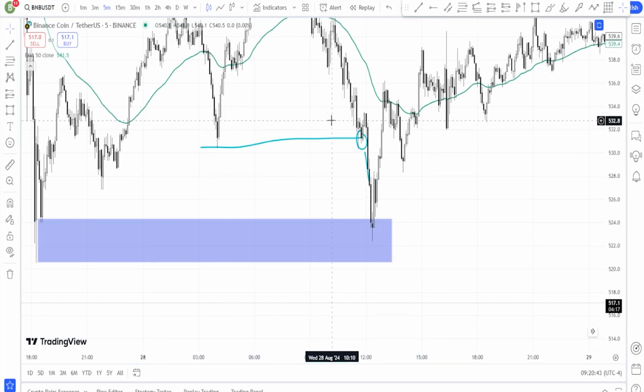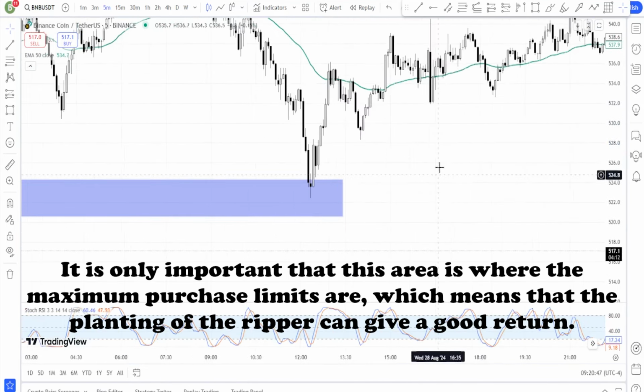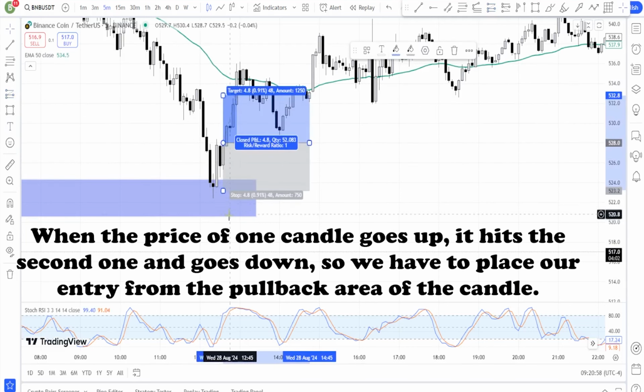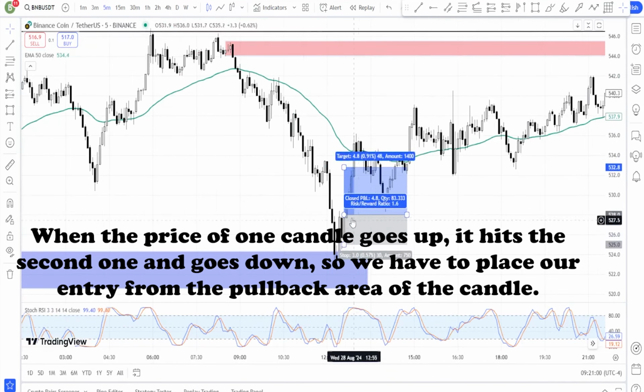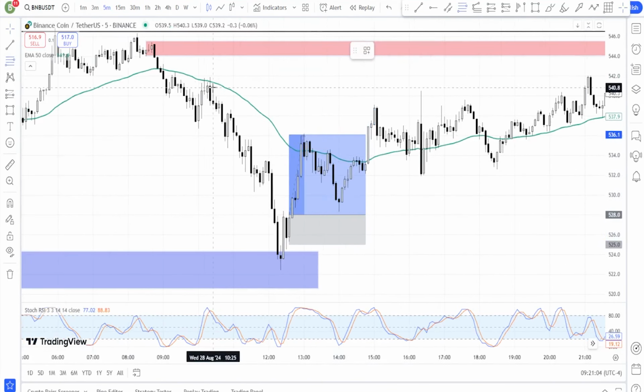In an uptrend, you would look for pullbacks towards the EMA 50 on the lower time frame where the RSI is not overbought, preferably between 30 and 50, to position yourself for a long trade. In a downtrend, wait for a pullback to the EMA 50 on the lower time frame where the RSI is not oversold, preferably between 50 and 70, for a short trade.